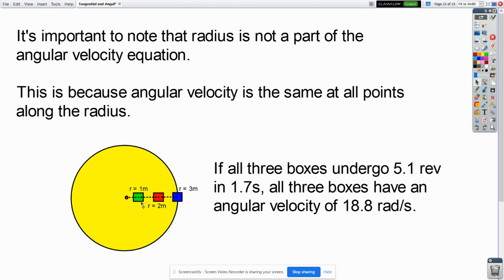The angular velocity is going to be the same for all 3 of these boxes on the circle. If all 3 of these boxes are traveling around the circle, let's say these are 3 carousel horses on a carousel. All 3 of these horses are traveling around this circle. All 3 of them are doing 5.1 revolutions every 1.7 seconds. All 3 of these are going to end up having the exact same angular velocity of 18.8 radians per second.